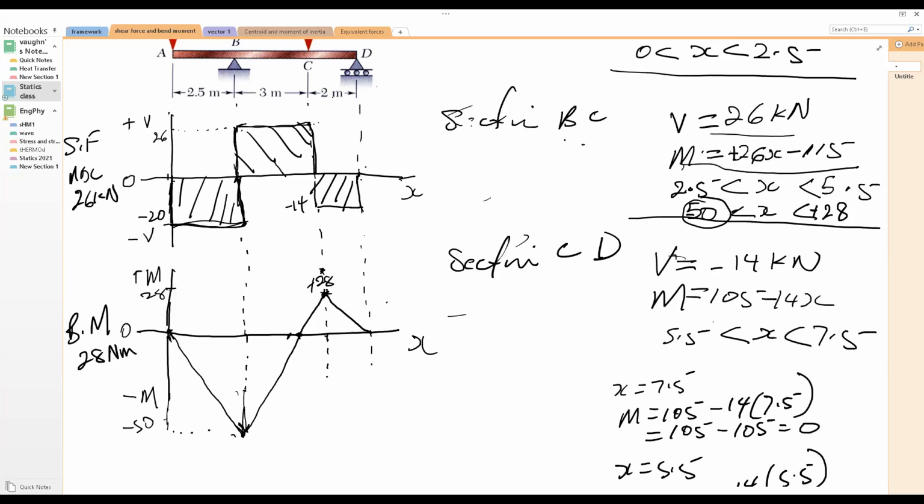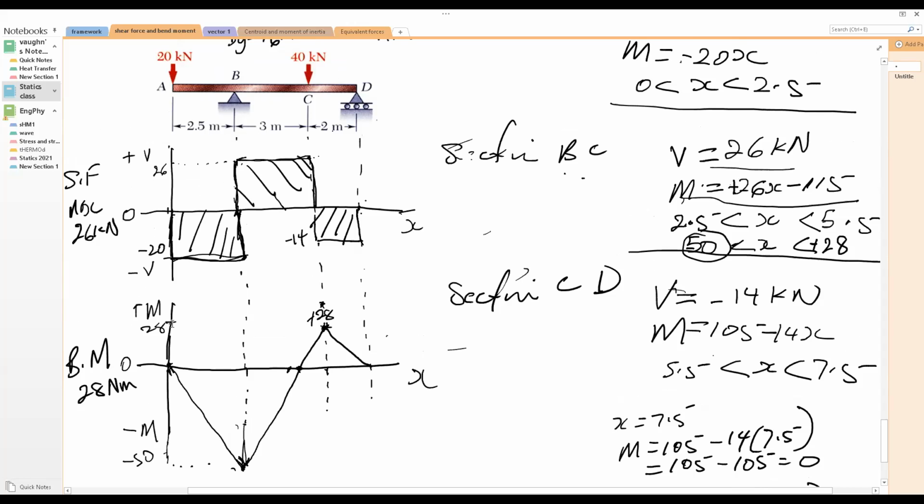For which one of them? For the bending moment? Yeah, for the bending moment. That point looks like it wouldn't be one of the values that we plug in. Which one of them? The minus 50? No, the 50, when it comes back up to 50. All right, let's go through it again.